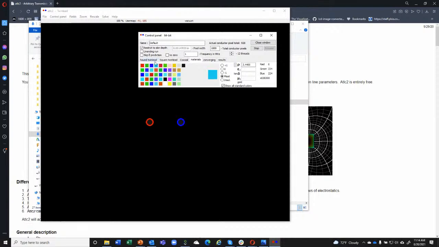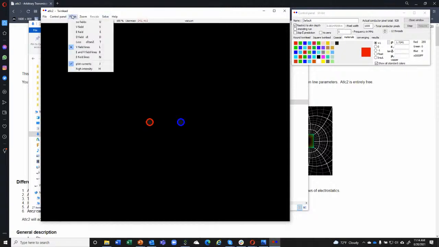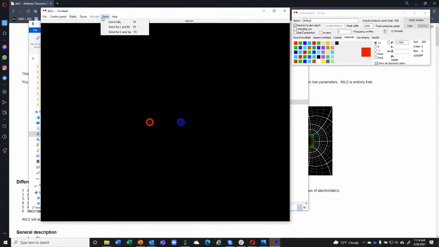Right. So you can set all that up, and you can specify what frequency we want to solve at, and then you can choose what fields you want to show. So we can have voltage field lines. We can have equipotential and voltage field lines, which I like to show. Right. And then we can go ahead and solve it.